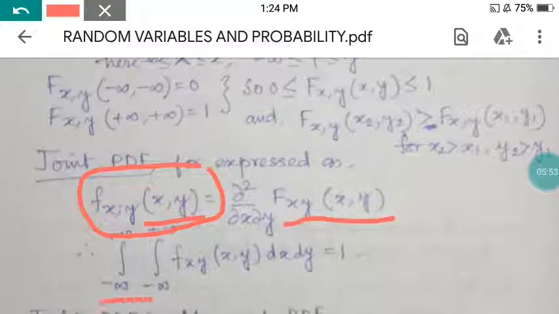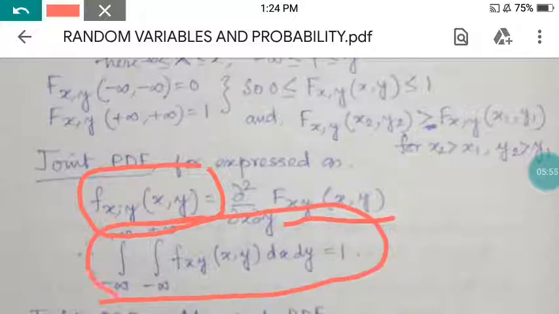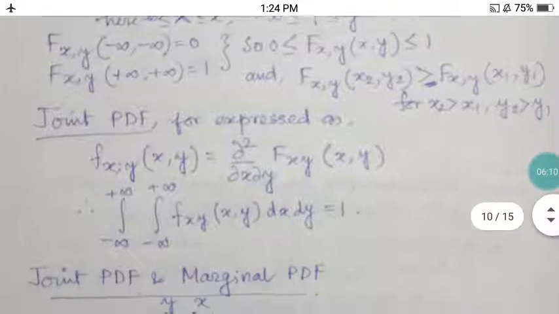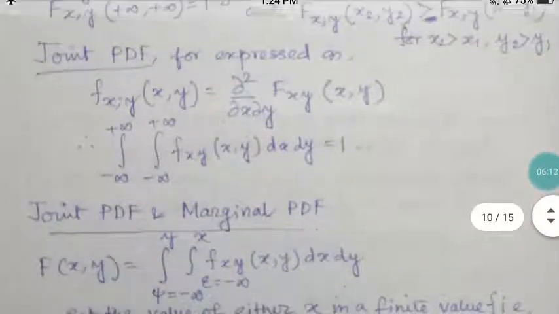It is a basic integration form like this. If you are integrating from minus infinity to plus infinity, both of f_XY of x comma y dx dy, it must be equal to 1, because all must fall in that particular range of that space. That space summation must be equal to 1 for all sample points. Already I have told you in the previous lecture.